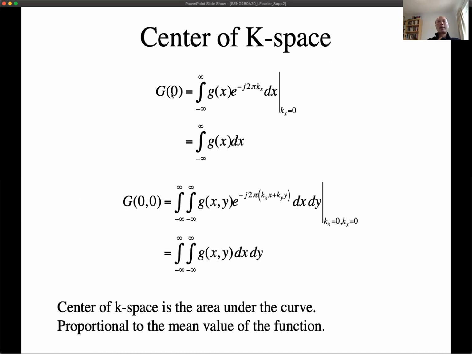The other important thing to know is the center of k-space. If I take g of 0, then this term goes to 1. And so it's just the integral of my function, either in 1D or 2D. So anytime you have a function, the center of k-space is always the area under the curve. And this is proportional to the mean value of the function. The center of k-space tends to be the brightest spot in most biological examples, because that's representing how much of the sample is there. All right.